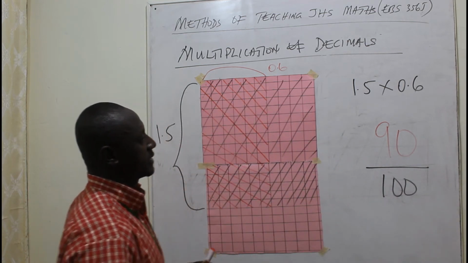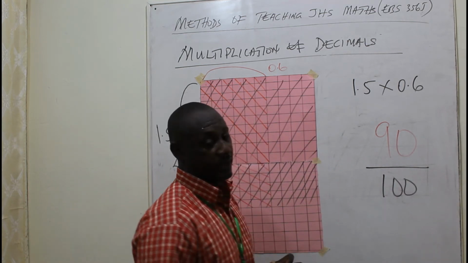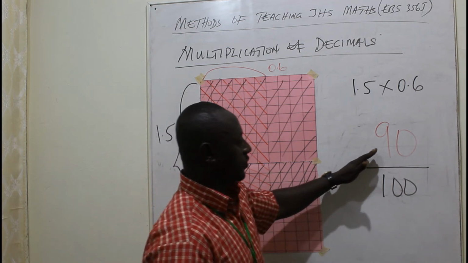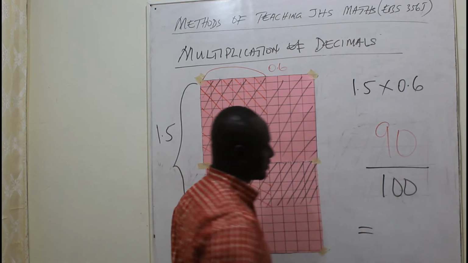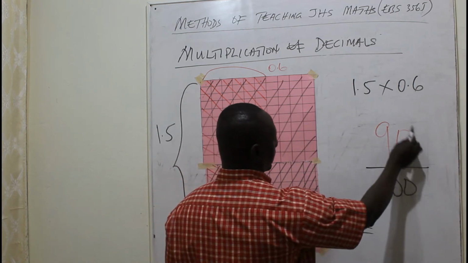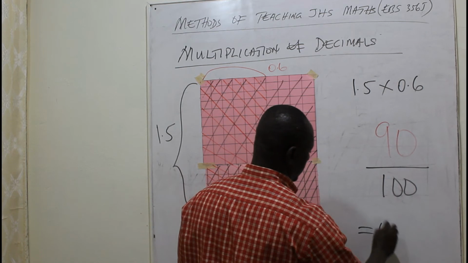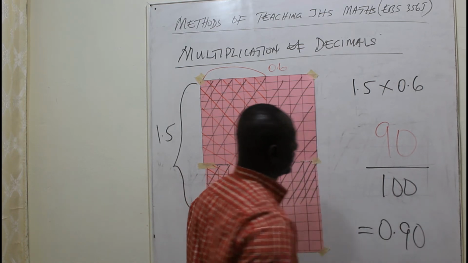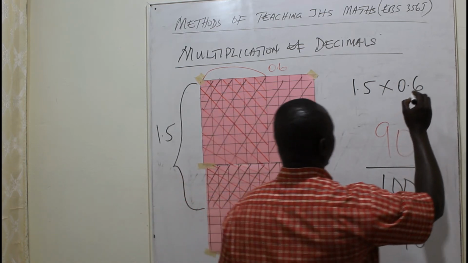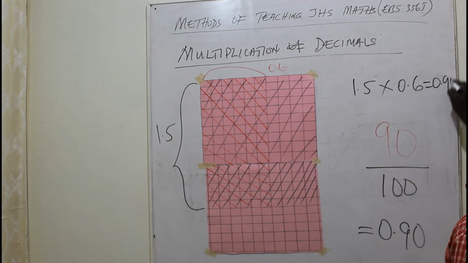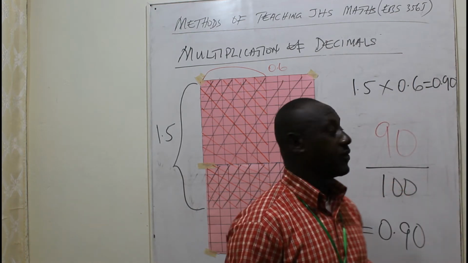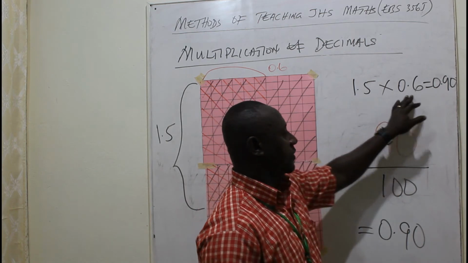And that tells us that 1.5 times 0.6 is equal to 90 divided by 100. And if I want to convert this one to decimals, this is going to be 0.90, which means that 1.5 times 0.6 is going to be 0.90. So that is it for 1.5 times 0.6.